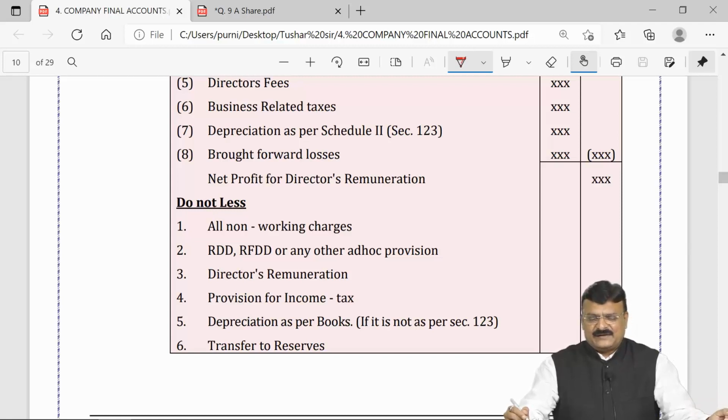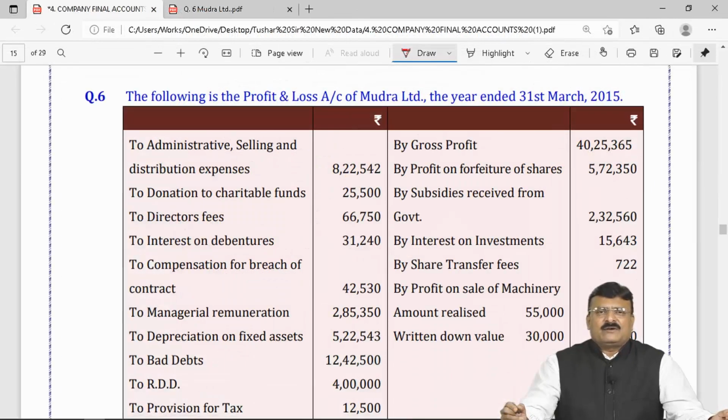Okay, let's try to see a question on that and try to understand how the impact will come. Calculation of managerial remuneration when a company is earning profits. Let us try. We stay with question 6, managerial remuneration where company is earning profit. Following is the P&L account of Mudra Limited for the year ended on 31st March 15. They have given you P&L, so we try to select those figures which are applicable and useful in the Section 198 formula to find out the profit.